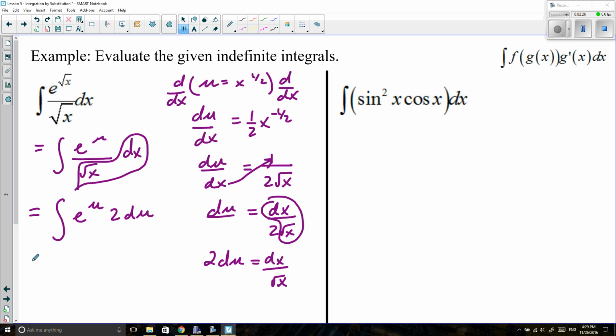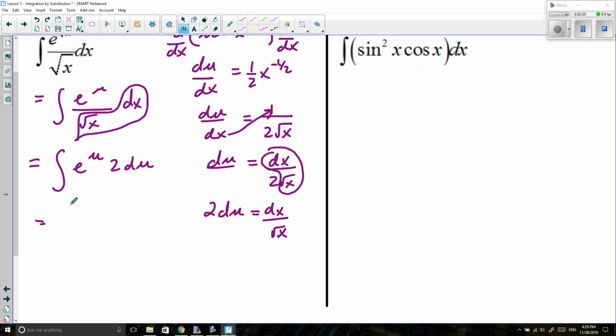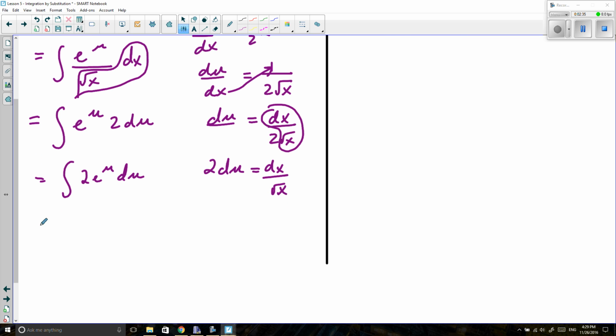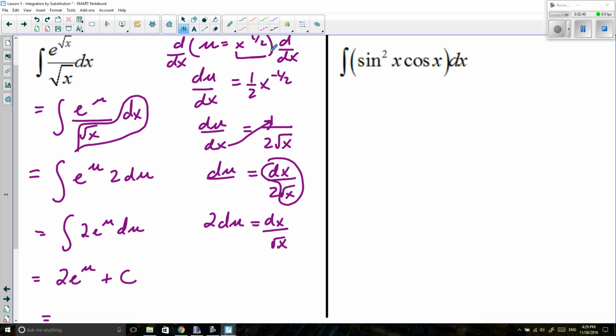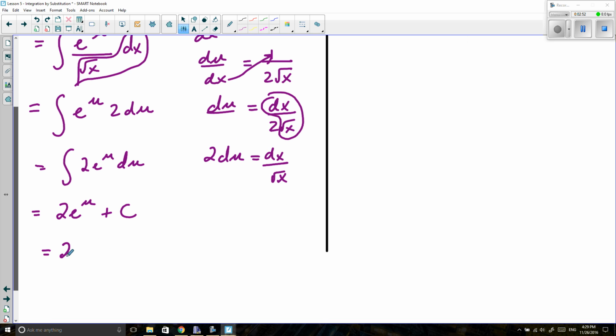Now notice everything is in terms of u now, and so really we're just integrating 2 times e to the power of u du. Now e to the power of u is a very special function. When you take the antiderivative, you actually get the same function back. So you get 2 e to the power of u plus c. Now we make that substitution in for u. u, I believe, was originally x to the power 1/2, or the square root of x. It doesn't matter which way you say it. So I'm going to get 2 times e to the power of x to the power 1/2 plus c, or you can write it as 2 times e to the power of square root x plus c. Either one works. Okay, so both of these are valid answers for this one.